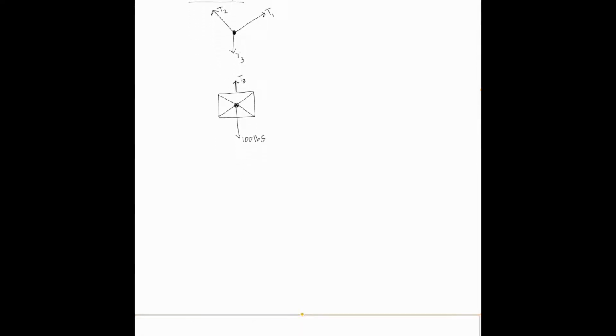Okay, so now that we have both of our free body diagrams, we can write equations of equilibrium. So we'll call this free body diagram 1 and free body diagram 2.